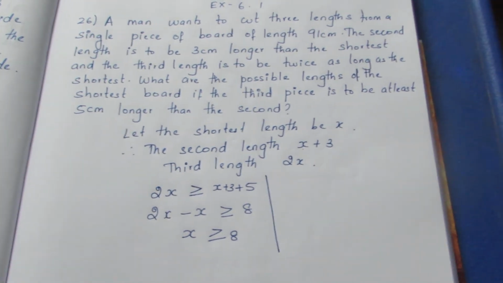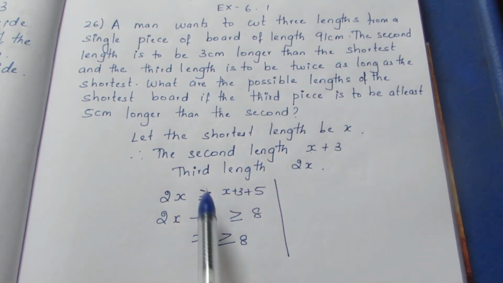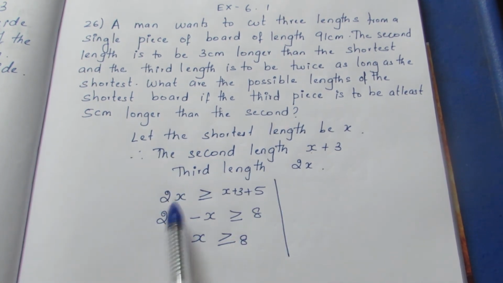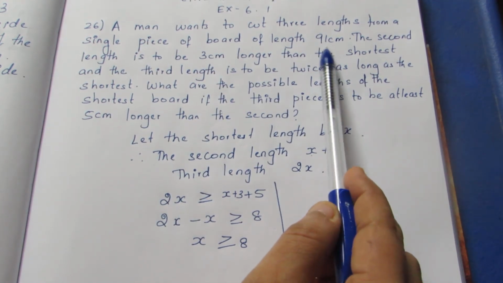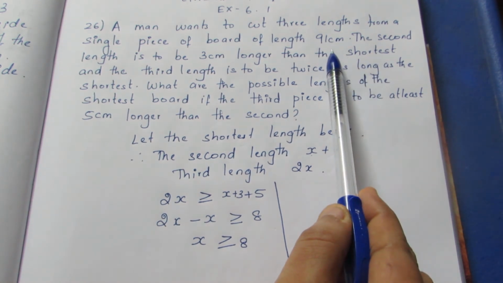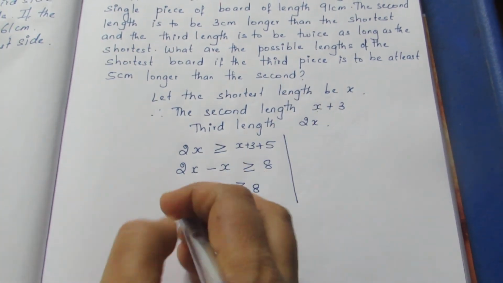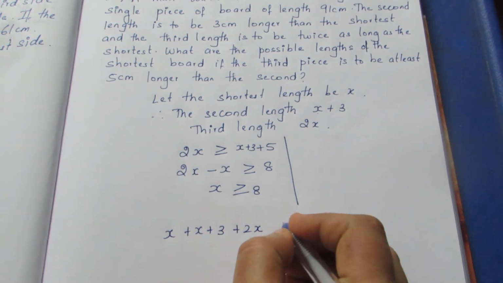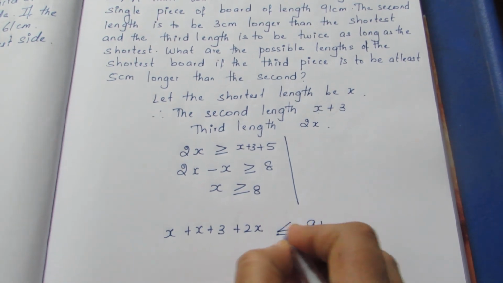Now in the second one we know that the total length is 91 centimeter. It can be this length or any length less than this, because there is a change of length, but it will not exceed 91, because the total length of the board is 91 centimeter. So by adding all this, x plus 3 plus 2x can't exceed 91. So it can be less than or equal to 91.